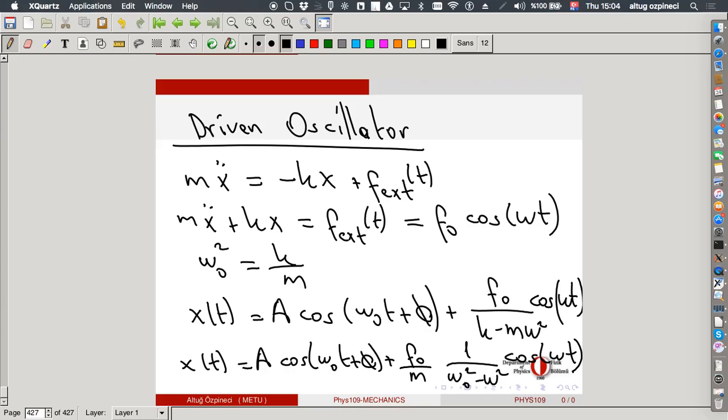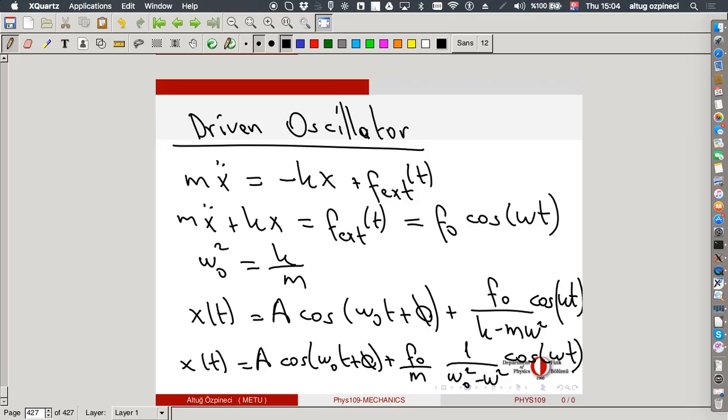Well, this is not that interesting. I mean, this A and phi you have to determine by the initial conditions. What is the initial displacement? What is the initial velocity? But once you are given the initial displacement and initial velocity, then you know what A and phi is, but this is the term that's more interesting for us.